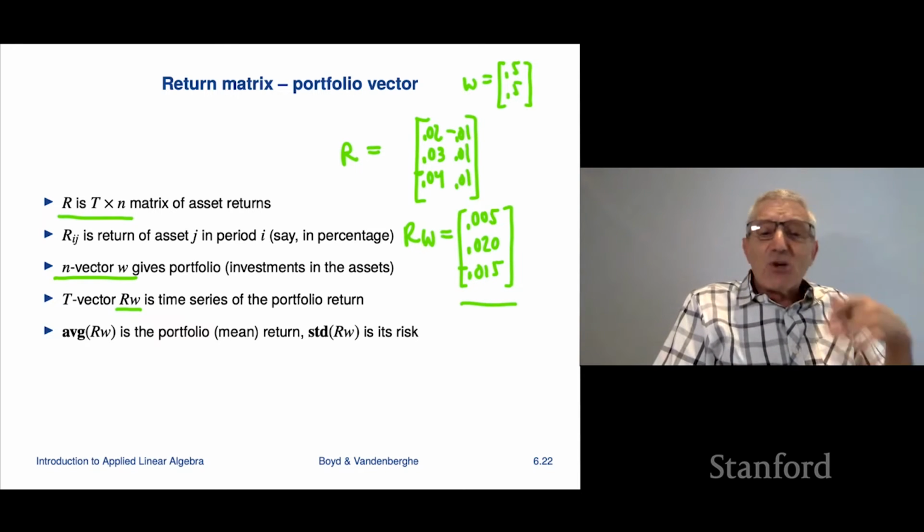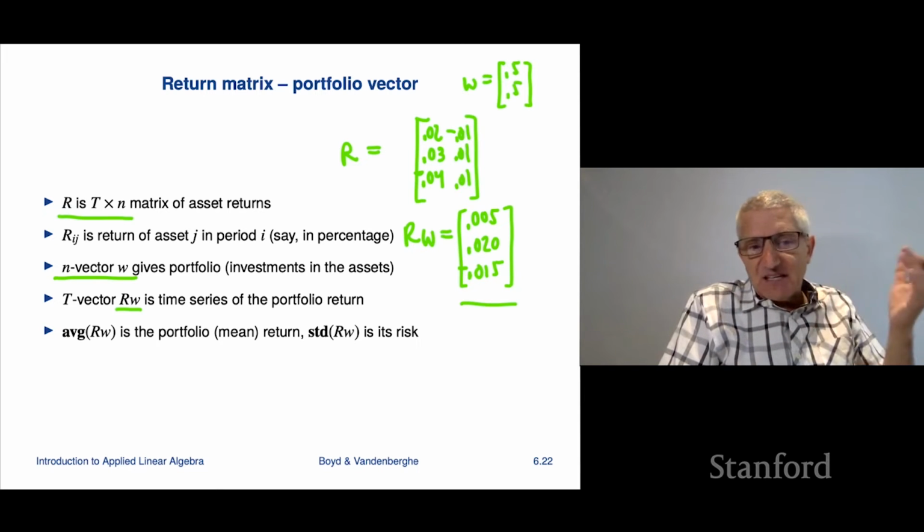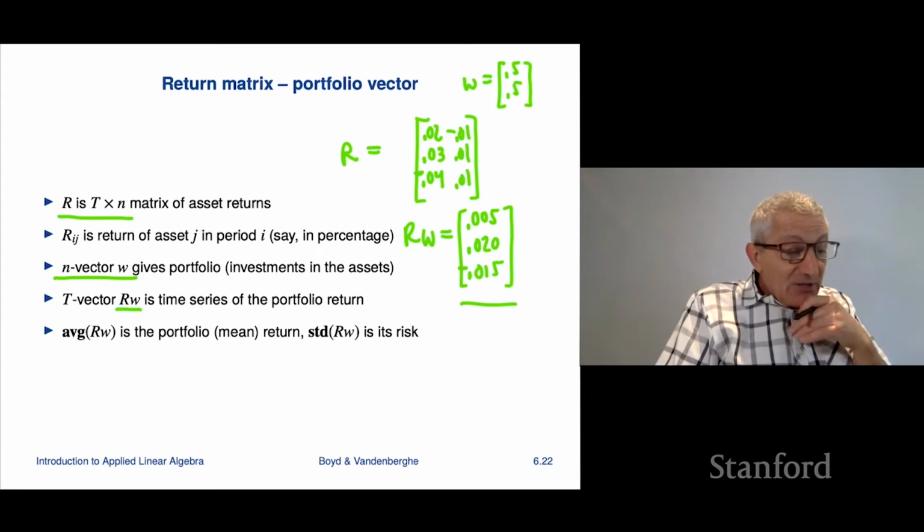I'm 50-50, so my portfolio goes up 2%. Okay, so that's kind of the idea. Okay, so that's it. And now it's really cool.